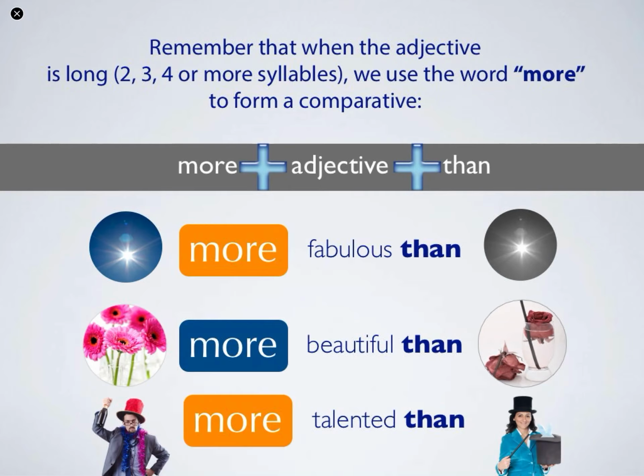So when we have these long adjectives, we're not going to add ER. We're going to use the word more to form a comparative. So we use more plus adjective plus than. So we have more fabulous than, more beautiful than, and more talented than.